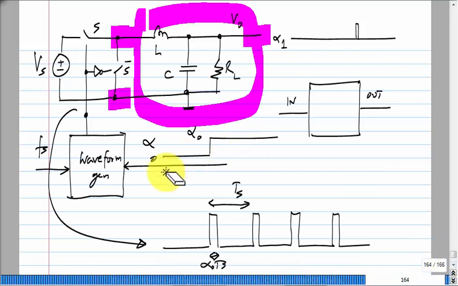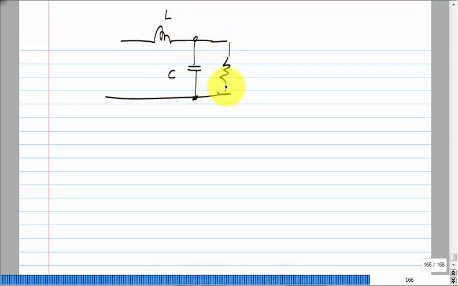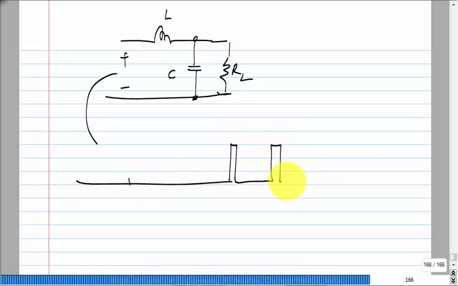So I'll go from some alpha to alpha naught. Essentially I'm analyzing now, again I'm back to analyzing only the linear time invariant circuit, LC and RL, where this input is 0 for some time, and then it has these pulses with duty cycle alpha naught. Okay. So what will be the output in this case?